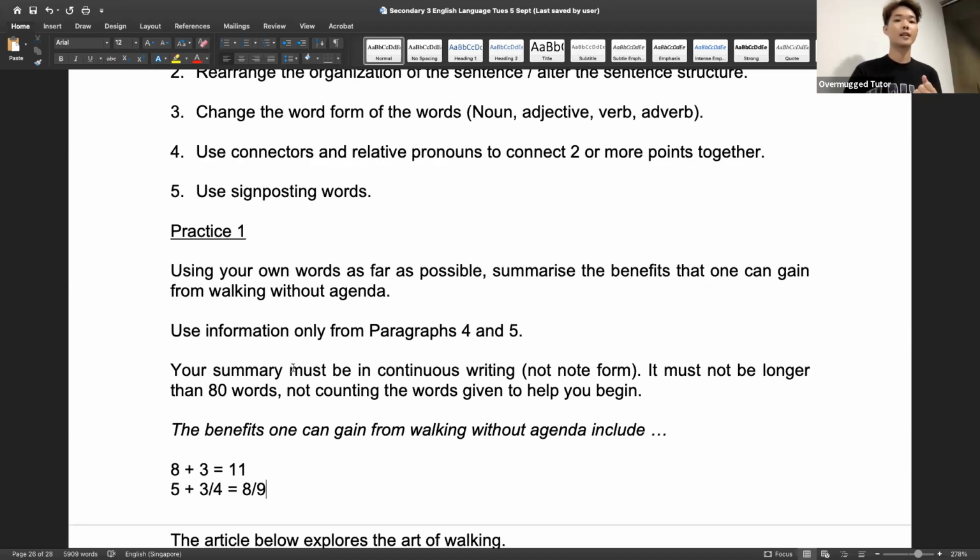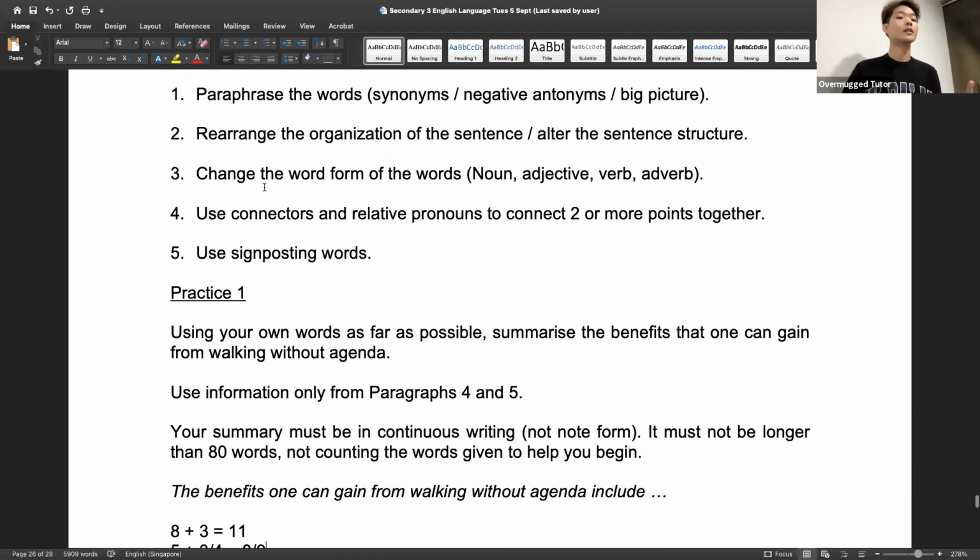But when I say don't paraphrase, it doesn't mean you really just don't paraphrase. Other things you can do are to rearrange the sentence or alter the sentence structure, put the word in front to behind, or change the word form. All those things also count. At least you try. Okay, you can also use connectors.